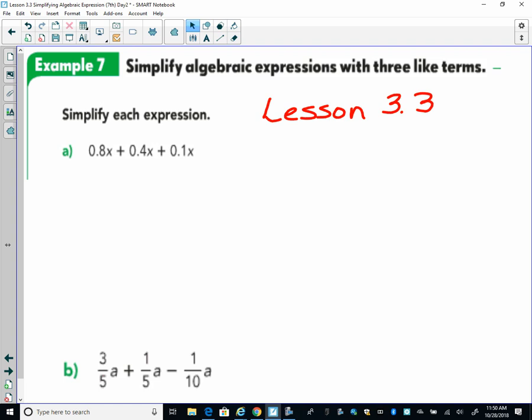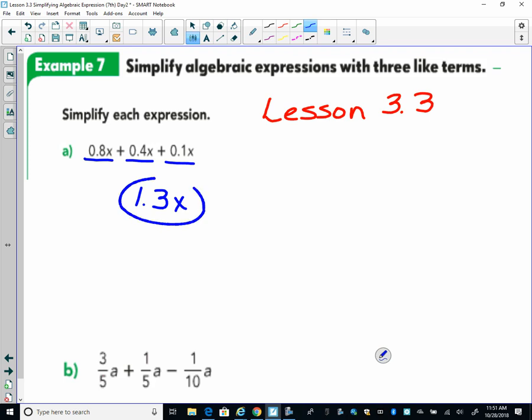If we look at this, we have 3 terms to begin with. We have 8/10 x plus 4/10 x plus 1/10 x. All 3 of these terms are like terms because they all include the same variable. So what we can do is go through and add the coefficients. Again, the coefficient is the number value in front of the term. If we go from left to right, 8/10 x plus 4/10 x would give us 1 and 2/10 x, plus 1/10 x would give us 1 and 3/10 x. So we were able to take those 3 terms above and simplify them into just one simplified term.